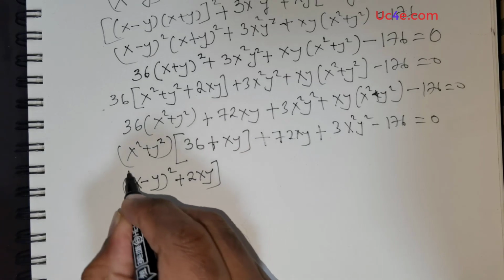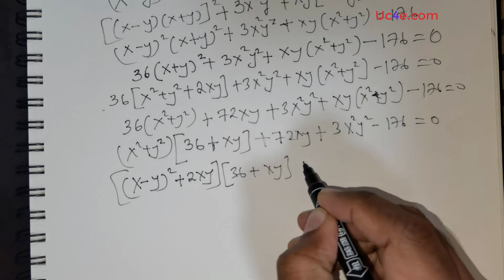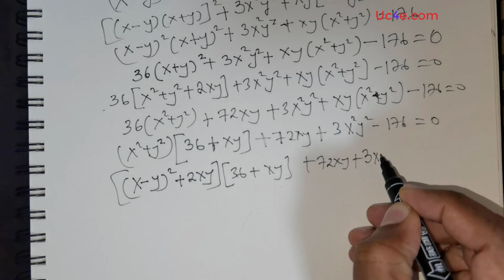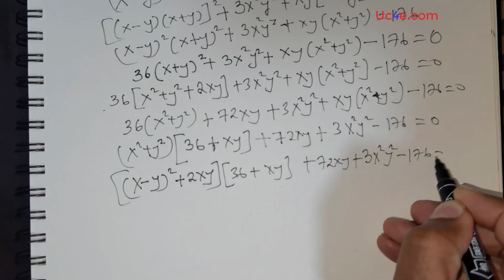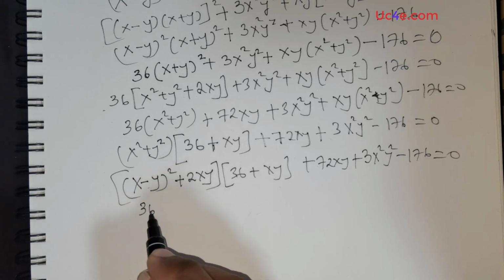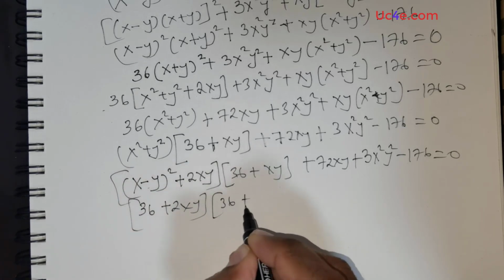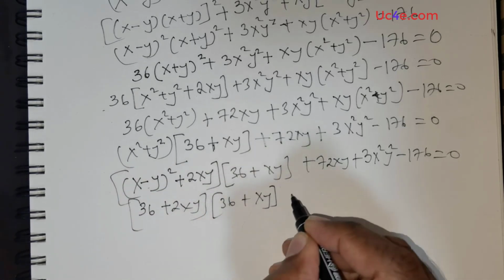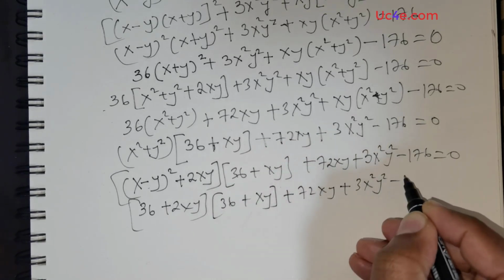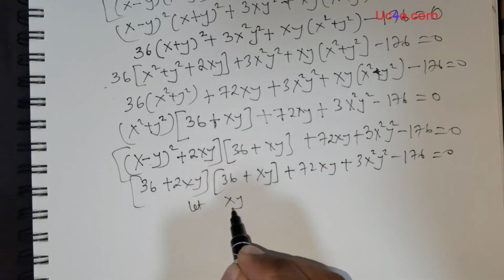times xy. So now everything looks fine, followed by 36 positive xy, positive 72xy, positive 3 times x squared y squared, negative 176 is equal to 0. So this is going to be 6 squared, so I get a 36 followed by 2 times xy, and then I have 36 followed by a positive xy, positive 72xy, positive 3 times x squared y squared, negative 176 is equal to 0.